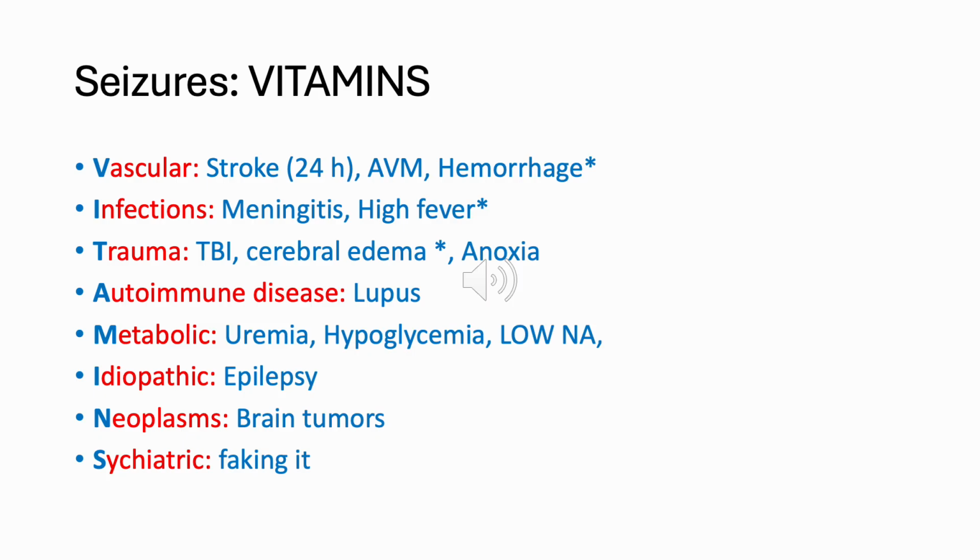People with infections, that's one of the most common causes of seizures. So we're going to be talking about meningitis, and people with high fevers also are prone. And then with trauma, we're going to be talking about traumatic brain injuries, and cerebral edema that can happen with them. It can also happen after surgery, like a craniotomy. Anoxia happens like in a drowning accident. There's no oxygen to the brain. It cannot survive. And then the other ones we'll be talking about are neoplasms, which are brain tumors.